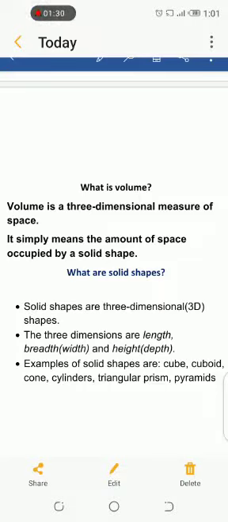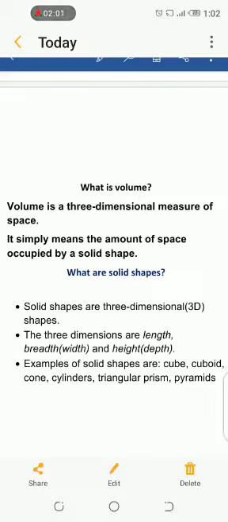What is volume? Volume is a three-dimensional measure of space. That is, the amount of space occupied by a solid shape. Now, that means when we talk about volume, we are talking about solid shapes.